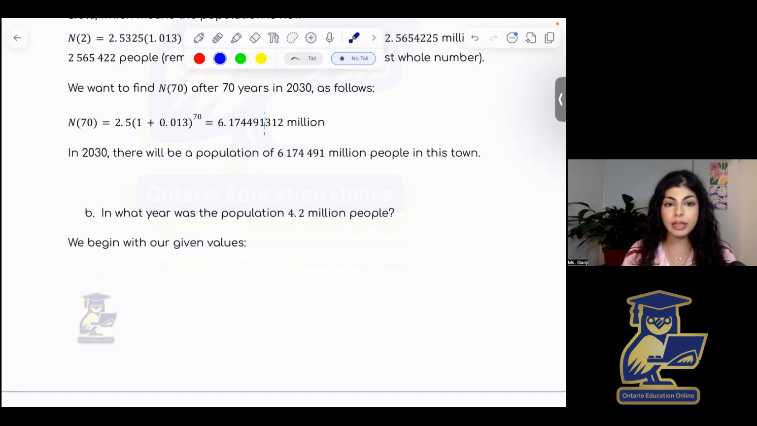But for our case, this is a simple model that gives us that population. Now, this next part is a little bit different. It's asking us to do the opposite of what we've been doing. Now they've given us the number of people, and they ask in what year was the population 4.2 million people.